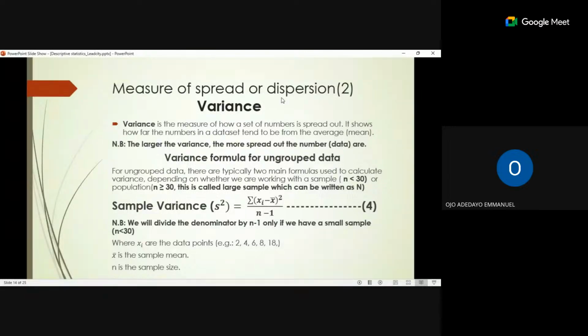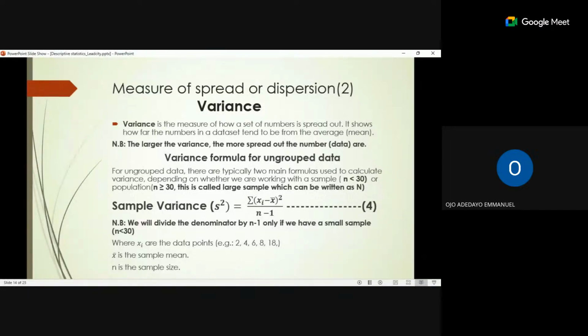The reason why I'm saying this is that whenever you're having a small sample size, there is a formula for you to calculate your variance. Whenever you're having a large sample size, there is also another formula. Whenever you are having ungrouped data, we have different formulas to calculate variance. Whenever you have a group data, we have another formula. So I want you to join in with me as we are launching into variance.